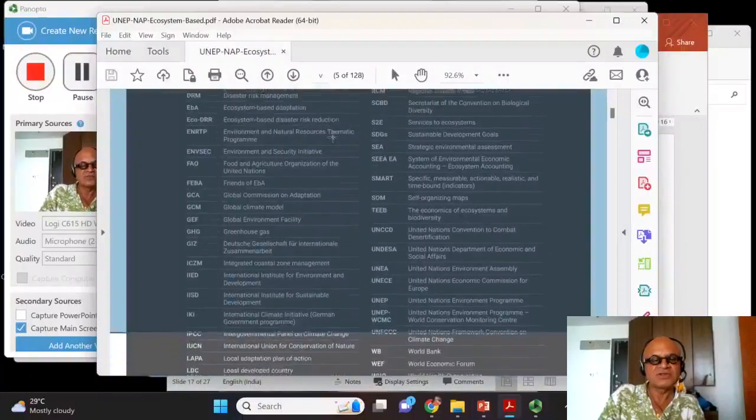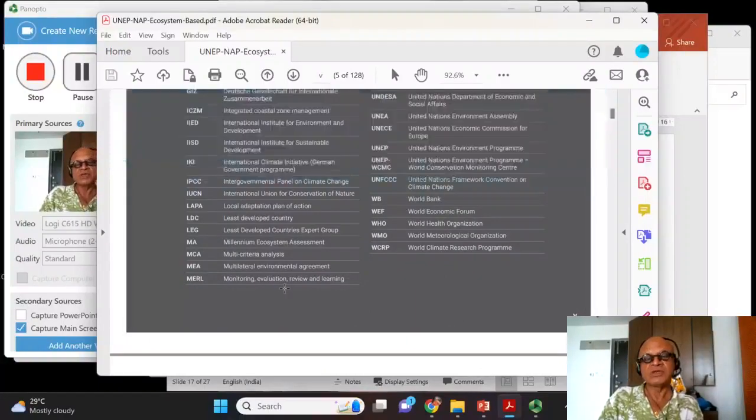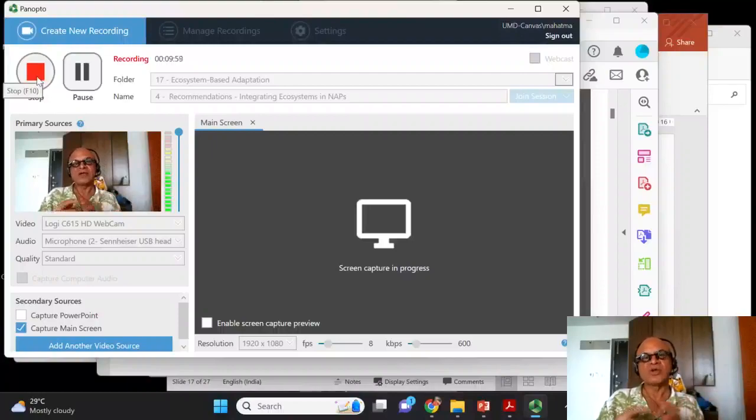MERL is. Here is my document, living document, that I have left open. So here it is in fact: monitoring, evaluation, review, and learning. So usually for NDCs and so on, there is an MRV process: monitoring, reporting, and verification. Here we are talking about EBA, which requires monitoring, evaluation, review, and learning, so that the EBA and NAP together can be constantly updated from lessons learned from what was done. So this is what we call learning by doing, or adaptive management.